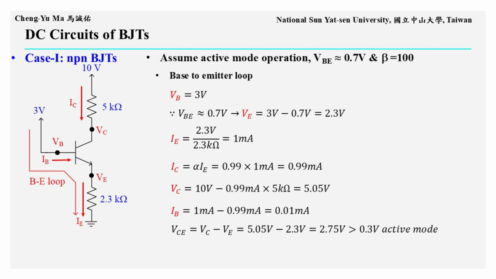Finally, we check VCE. VCE equals VC minus VE, which is 5.05 volts minus 2.3 volts, or 2.75 volts. Since this is greater than 0.3 volts, the BJT is indeed operating in active mode.